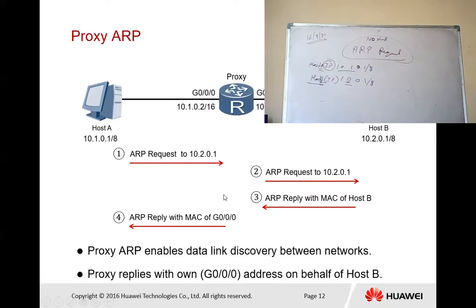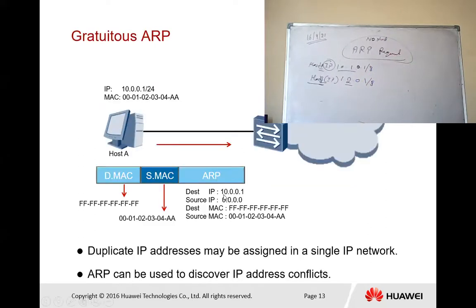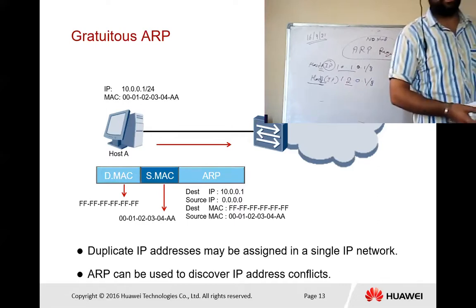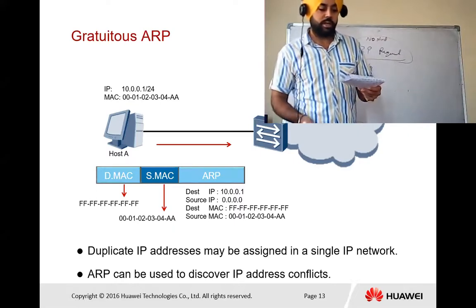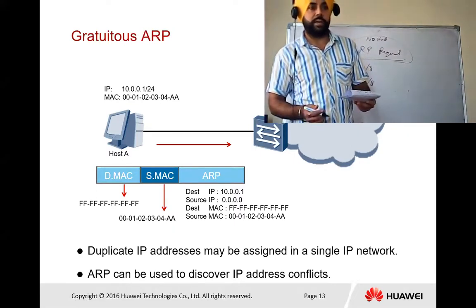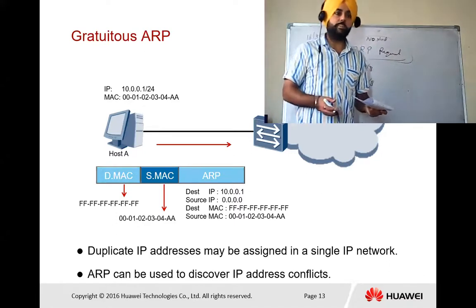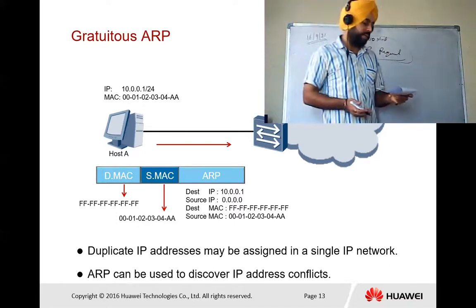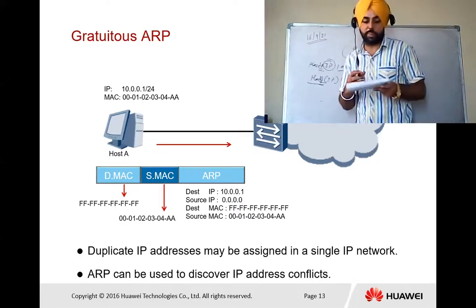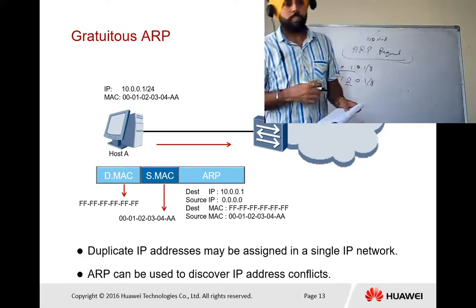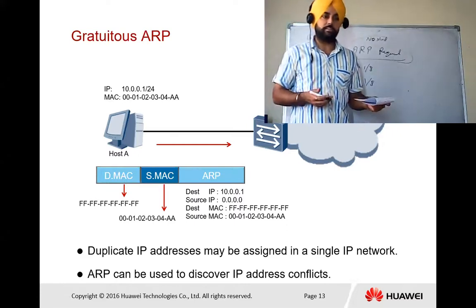So next we have gratuitous ARP. Again it is similar to ARP, but it will generate an ARP request with its own IP address. Gratuitous ARP works in the LAN environment also. The main use of gratuitous ARP is to check the uniqueness of an IP address.